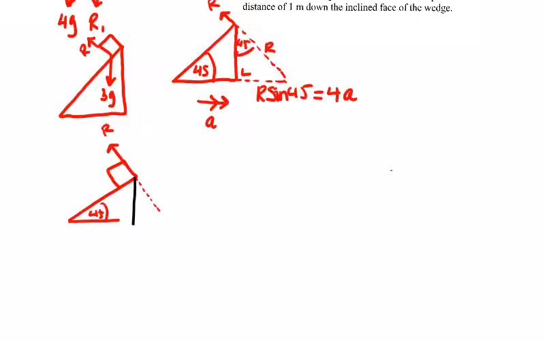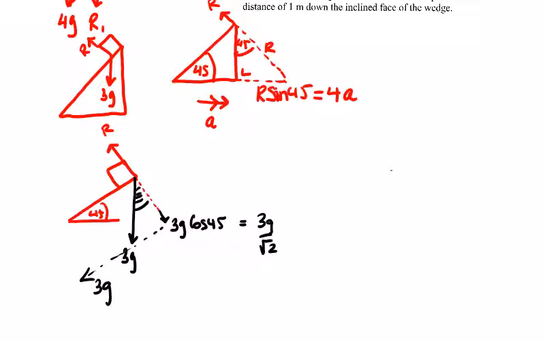So I'm going to have 3g coming down here by 45 in here. Just mark the angle. So opposite the R is going to be 3g adjacent cos 45, which is equal to 3g over root 2, and parallel to the plane 3g sine 45, which is also 3g over root 2.